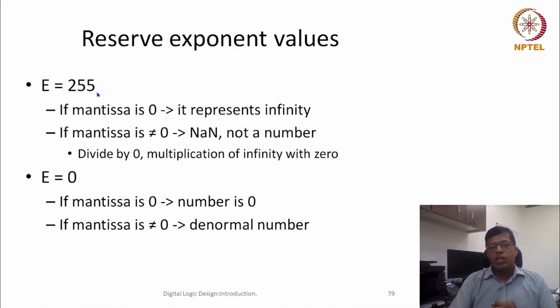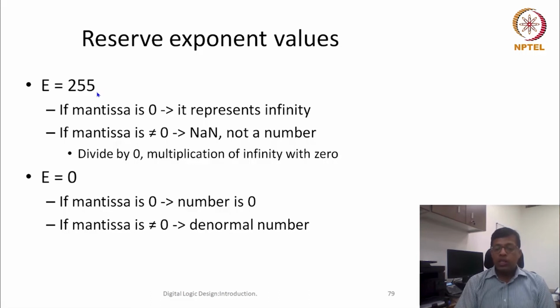If my exponent is 0 and mantissa is also 0, we say the number is 0. And if exponent is 0, mantissa is not equal to 0, then it is a very special case. We call it denormal numbers. So these denormal numbers are not supported by all systems, they are not supported by all processors, but if some particular processors are supporting it, then its meaning is slightly different from all other numbers.